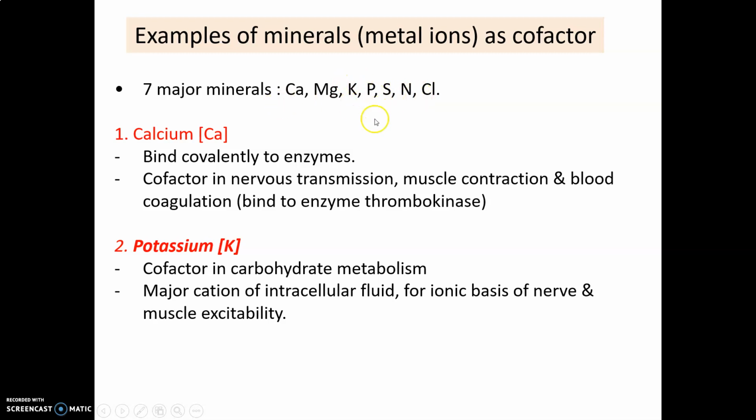Potassium macam ni. Okay. So calcium dia akan bind covalently to the enzymes, okay, temporarily, dan dia merupakan cofactor in nervous transmission, muscle contraction and blood coagulation. Okay, calcium ni penting untuk the blood coagulation sebab dia bind kepada enzim thrombokinase. Bila thrombokinase ni adalah the one yang akan involved in blood coagulation to stop the bleeding. So siapa yang menyebabkan thrombokinase ni function? Calcium, dengan cara dia bind covalently kepada enzymes.